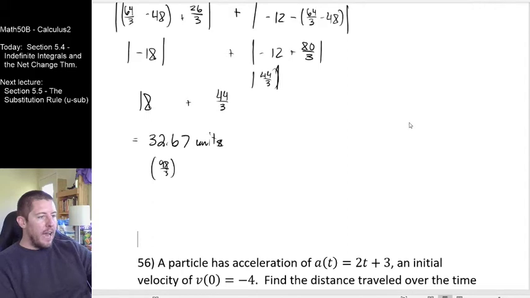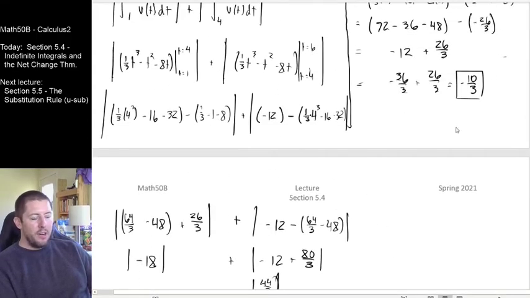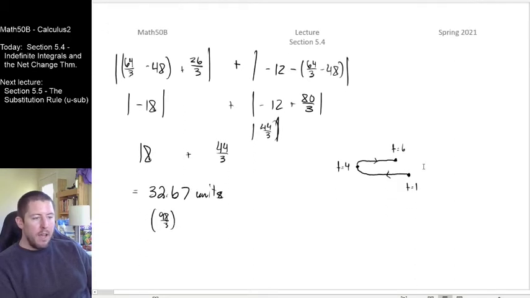So it looks like our kind of diagram for this guy is we started here at time 1. We went to the left for a while. At time 4, we turned around. And then we kind of went back and we landed still a little bit to the left where we started. Right? This was sort of our progression right here. So we still ended to the left of where we started. That's the negative 10 thirds units of displacement from where we started. But the entire trip, the length of this little curve right there is going to be the 32.67 units that we've got right there.